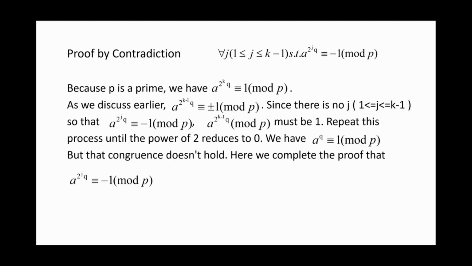Because p is a prime, we have a to the power of 2 to the power of k times q is congruent to 1 modulo p. As we discussed earlier, there exists this one. Since there's no j that will let this one hold, a to the power of 2 to the power of k minus 1 times q must be 1. Repeat this process until the power of 2 reduces to 0. We then will have a to the power of q is congruent to 1 modulo p. But that congruence doesn't hold. Here we complete our proof that there exists a j that will let the following congruence hold.